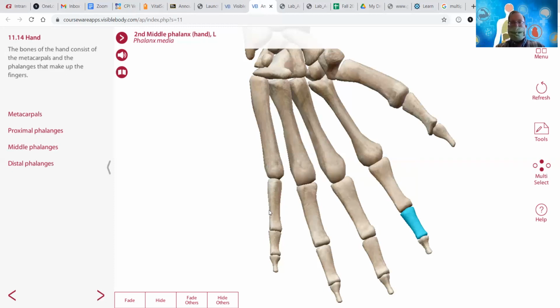So that's it for joints and for the skeletal system. Next week, we'll get into muscles a little bit.